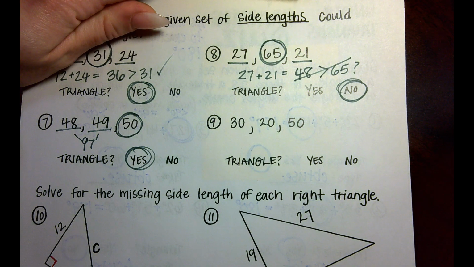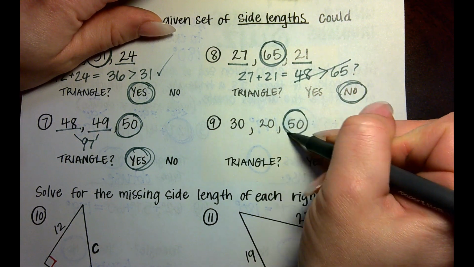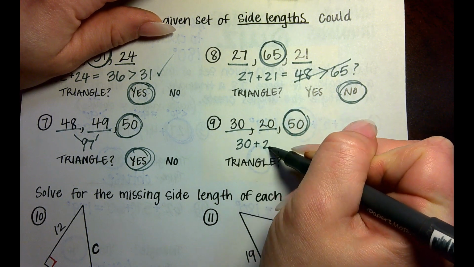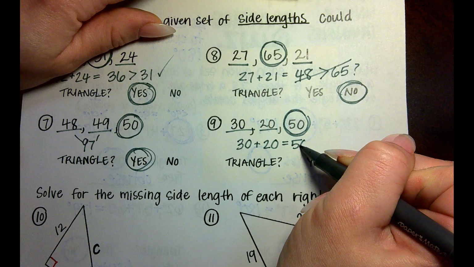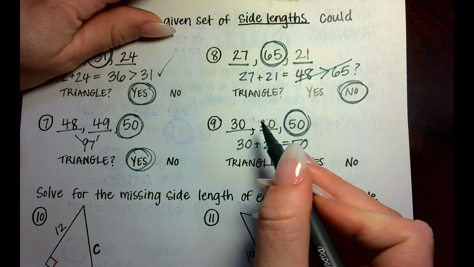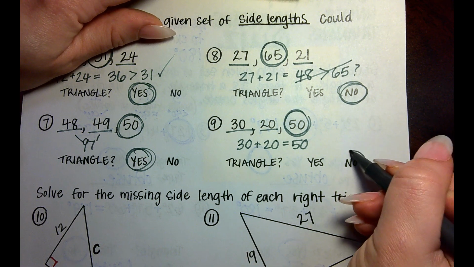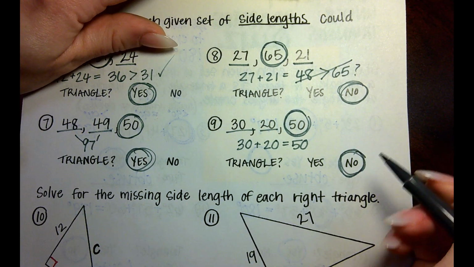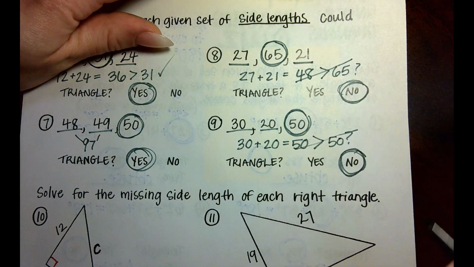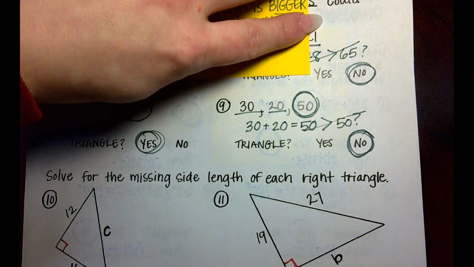How about number 9? 30, 20, 50. 30 plus 20 equals 50. Is it a triangle? No. Why? It's equal to 50. If our two smaller sides, when we add them together, are equal to the largest side, it's not a triangle. It has to be bigger. Is 50 greater than 50? Nope, not true. Okay, do we have any questions on numbers 6 to 9?